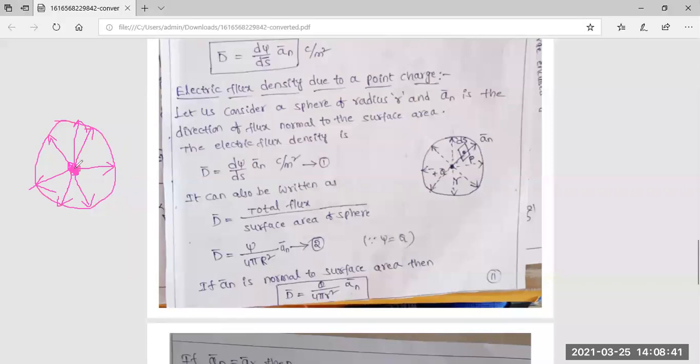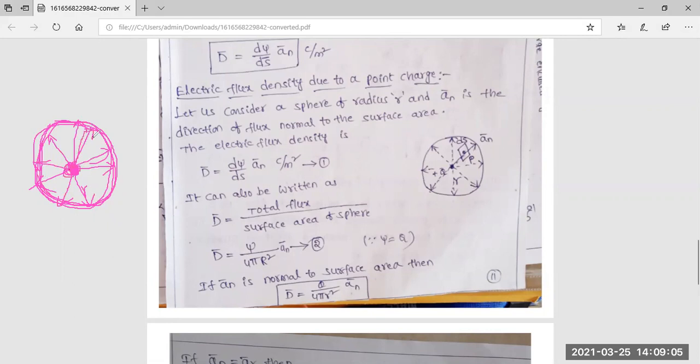Those lines are the outward flux. Also we have to place this radius. Consider the radius is r. For a sphere or circle, from the center point, the radius is the same.